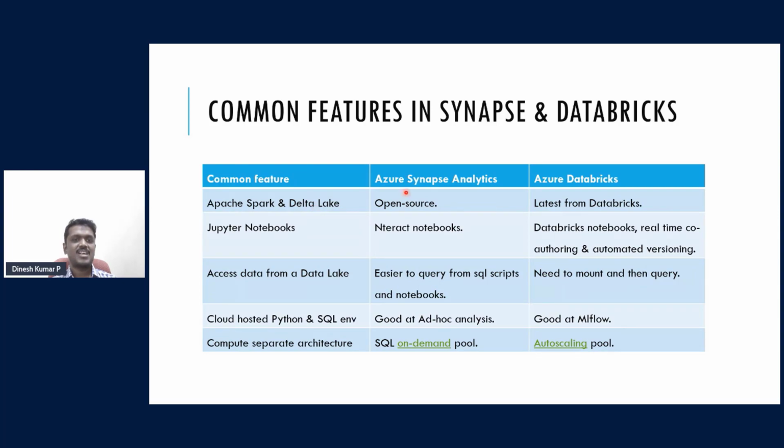But the difference is that Azure Synapse Analytics uses the open source Spark, whereas Azure Databricks uses the latest stable version which Databricks has rolled out, because behind the scenes Spark is contributed to by its creator, Databricks itself. They launched Spark as open source. So there will always be patch fixes or new features, and it will be more current in Databricks than in Synapse.